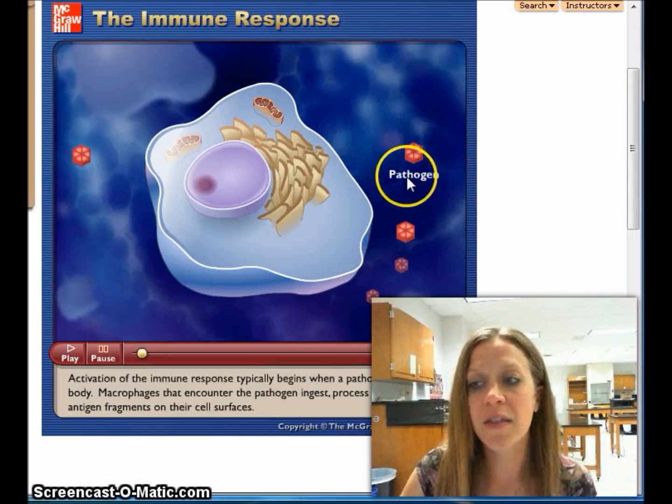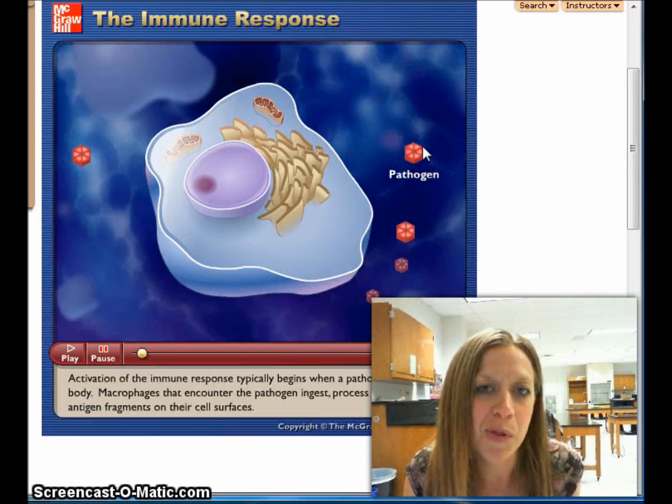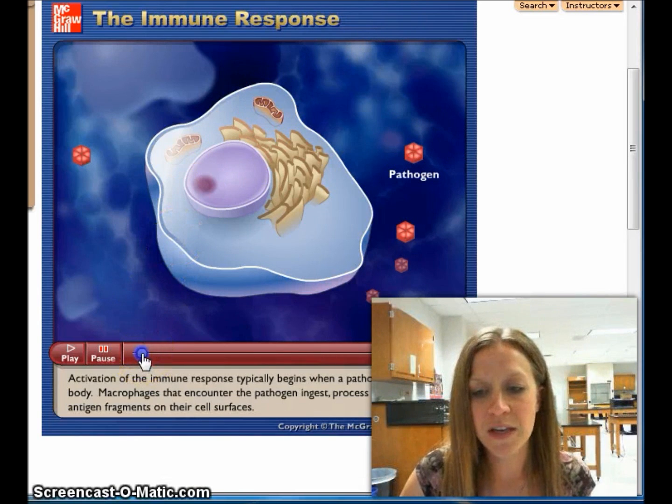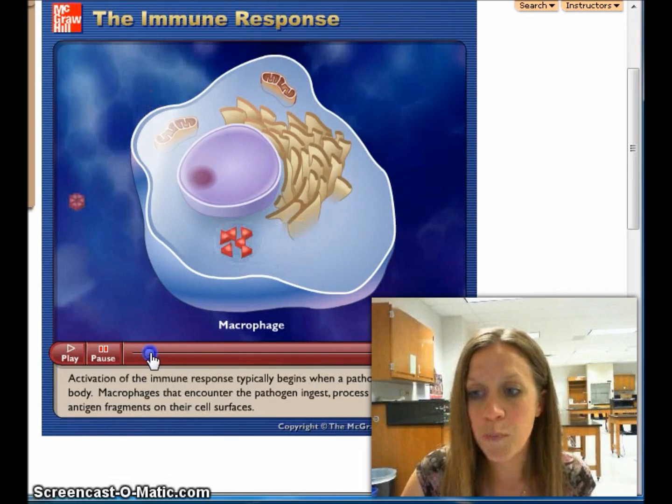And if you look here, this is a pathogen. It could be a bacteria, it could be a virus, it could be a fungus, whatever. It doesn't belong. And so macrophages are phagocytes. They eat it. Did you see that? It ate that bug, that pathogen, right?